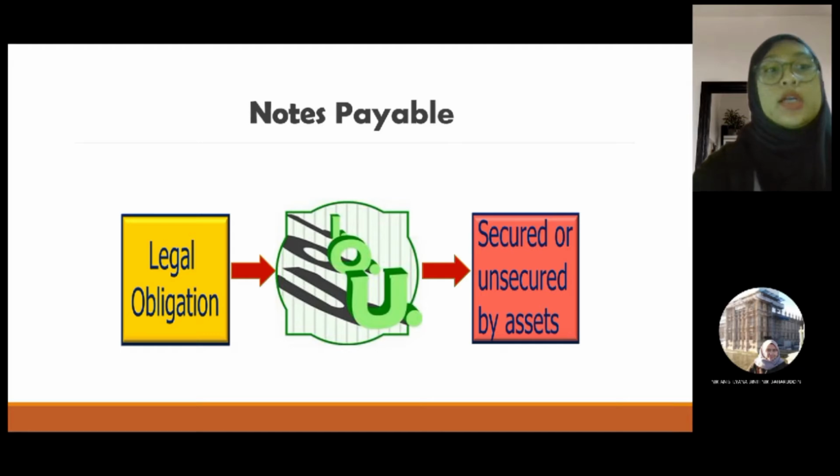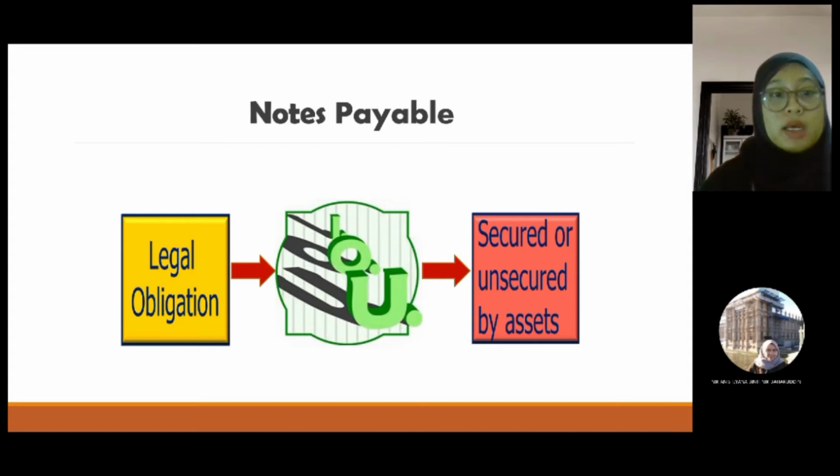Okay, first, there are two types of notes payable. Firstly, secured or unsecured by assets. For secured, the lender, which is the bank, will ask for an asset, so there is a collateral between the lender and the borrower. For unsecured, there is no pledging of assets, meaning that there is no collateral between the lender and the borrower. Whether the loan or note payable is secured or unsecured depends on the client's financial stability.